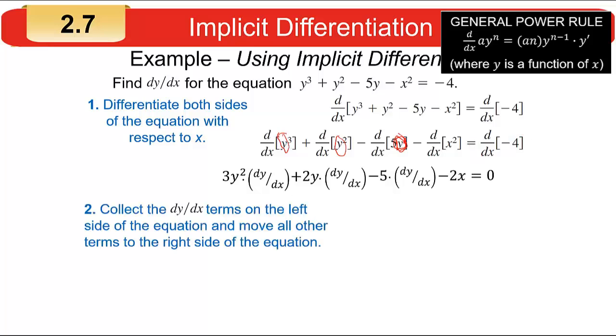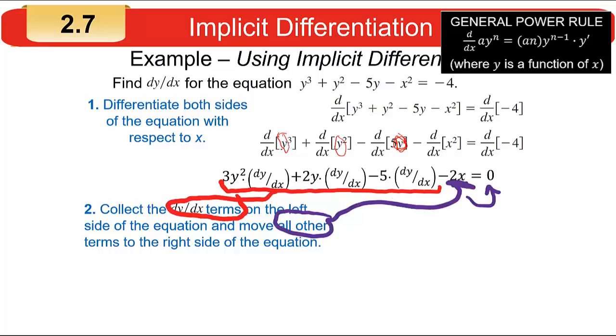What do we do? Well, the second step is to collect the dy over dx terms together on one side of the equation and move everything else over to the other side. So those first 3 terms had dy over dx in them, so you have to leave them on the left. The only term that didn't was the minus 2x, so you want to move it to the other side and make it a positive 2x. Now you only have terms with a dy over dx factor on the left, and only terms that don't have that as a factor on the right.